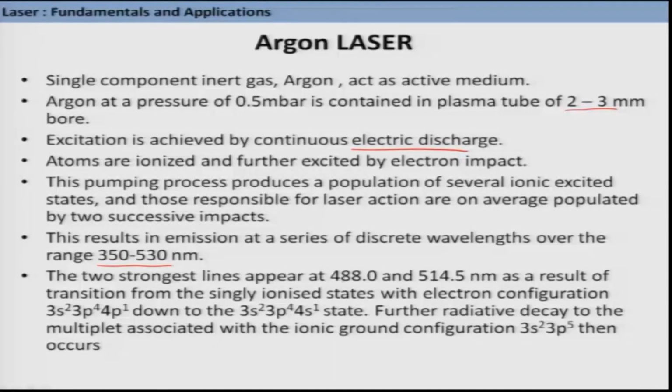They are like 488 nanometer and 514 nanometer, which result from a transition from the singly ionized states with electron configuration of 3s2, 3p4, 4p1 down to the 3s2, 3p4, 4s1 state. And further radiative decay to the multiplet associated with the ionic ground configuration of 3s2, 3p5 then takes place. Okay.